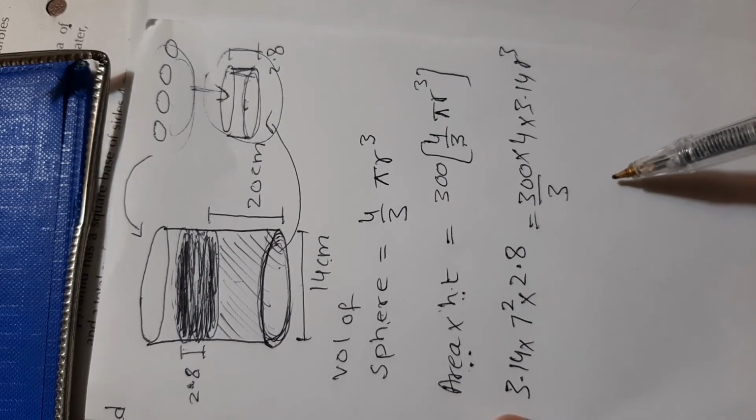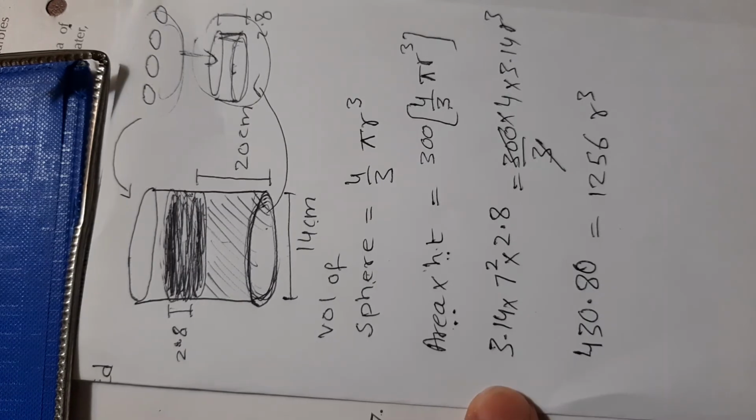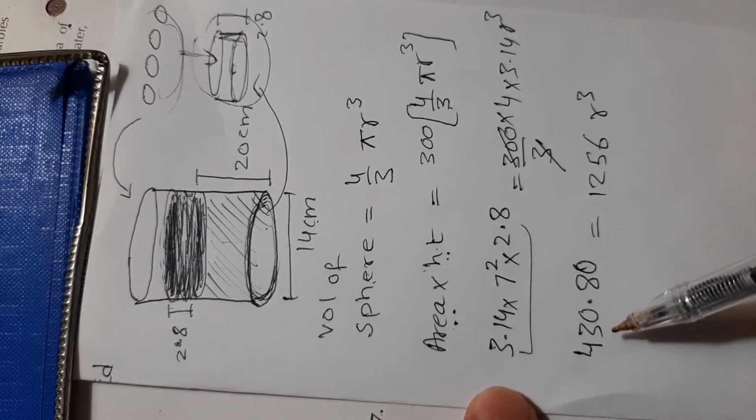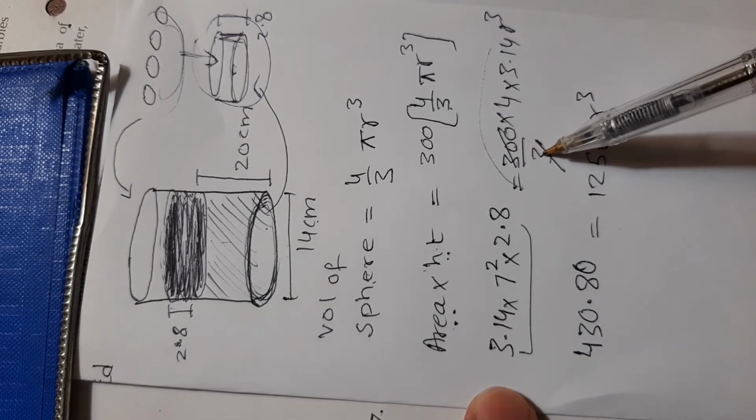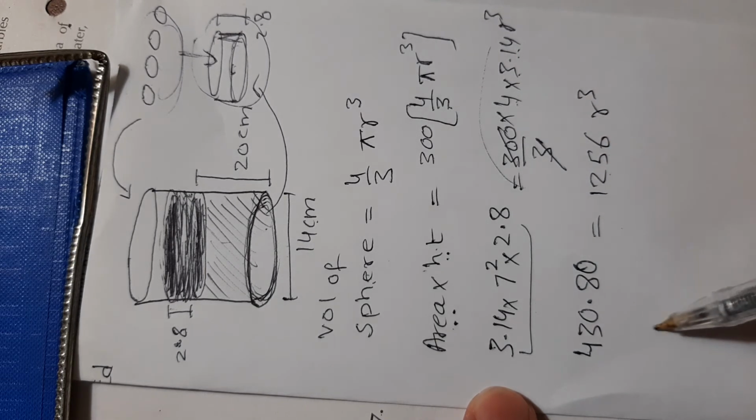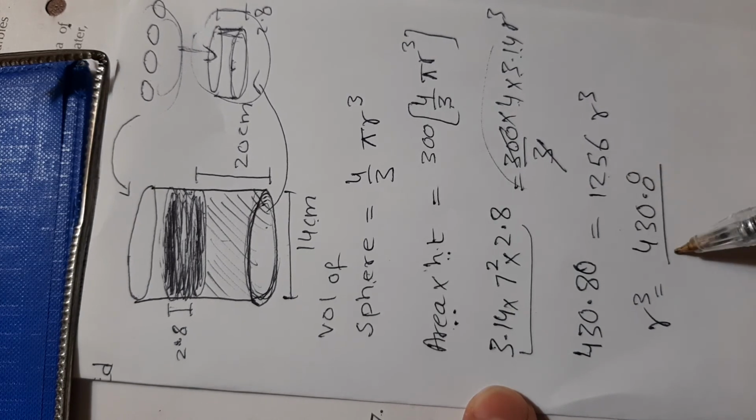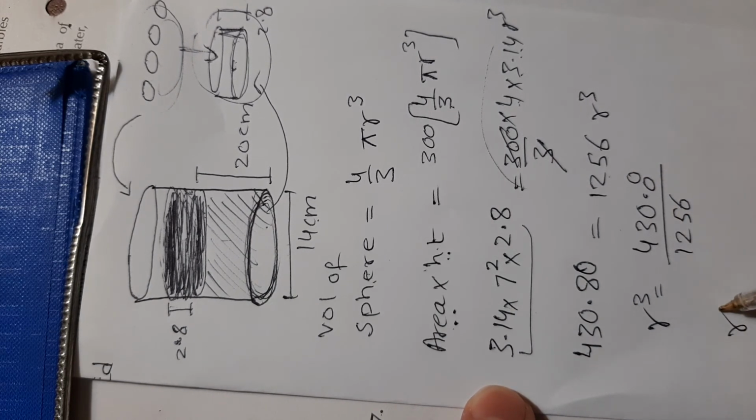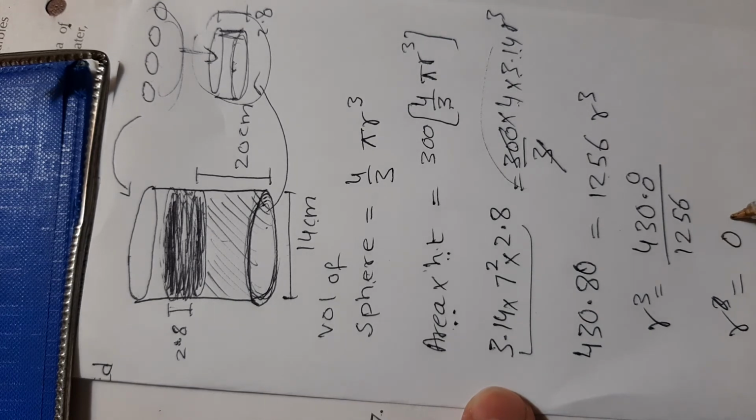We need to work on it. The 300 and this 3 will cancel. Let me calculate it. You multiply them and you get 430.80, and you multiply these numbers: 300 over 3 is 100, into 4 is 400, into 3.14 is 1256. So r cube is 430.8 divided by 1256, and when you take the cube root on both sides, it will give you 0.7 centimeter.